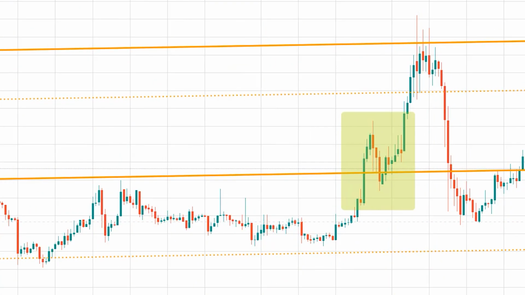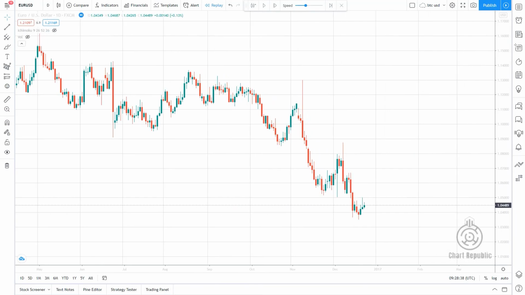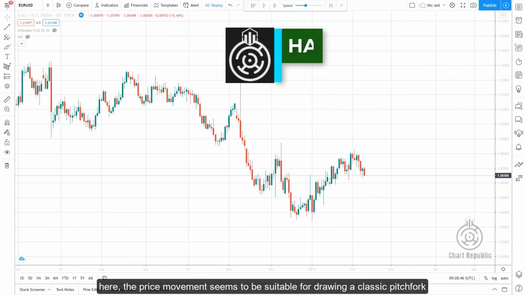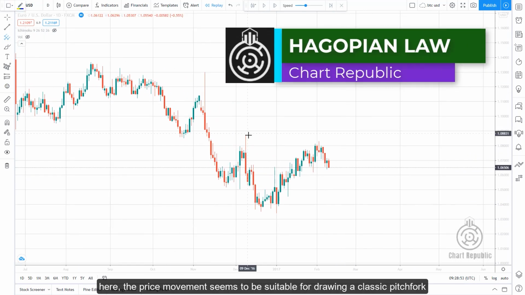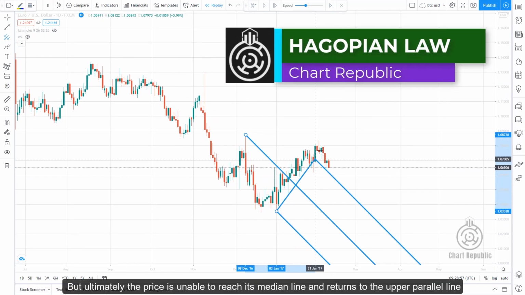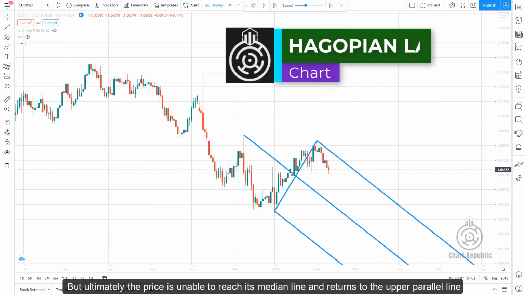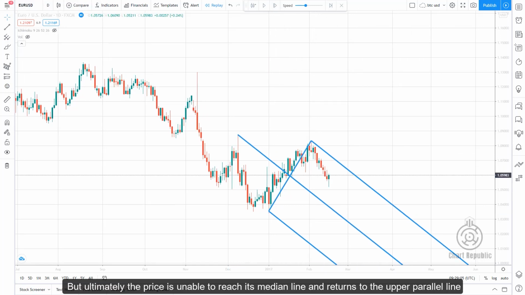In this scenario, by examining a lower time frame and identifying valid fractals, traders can position their entry and stop-loss orders at the top and bottom of these points, respectively. Ultimately, the price reached the pitchfork's upper boundary and reversed. Here, a classic pitchfork would be appropriate given the price movement. However, after some time, the price fails to reach the median line and moves back to the upper parallel line.